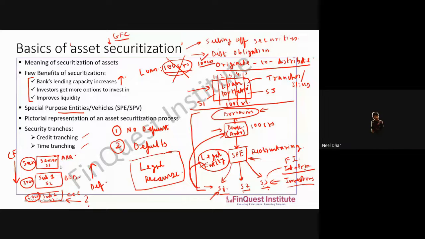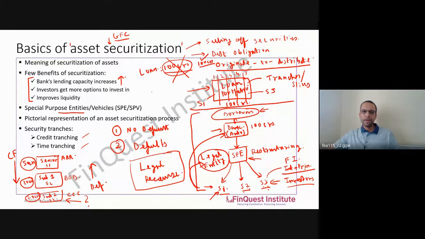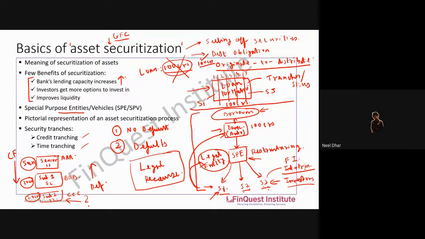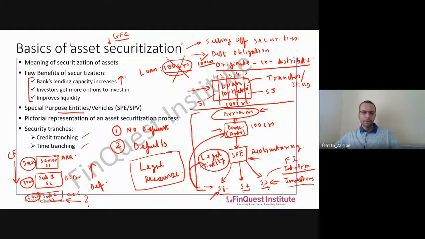Could you please repeat your question? Sorry, please go ahead. Yeah, could you please repeat your question? My question was, why should investors invest in S3 if it is so risky? Why should I invest in the subordinated 2 tranche?